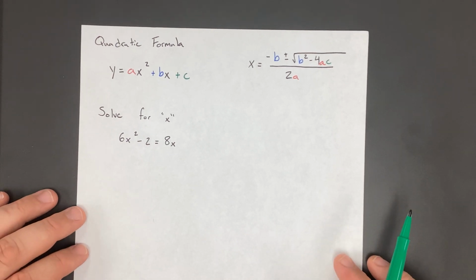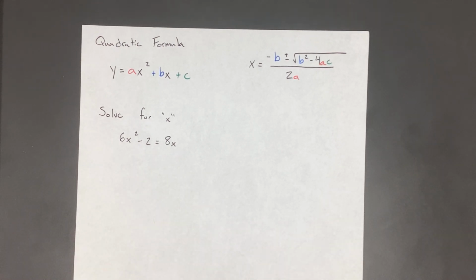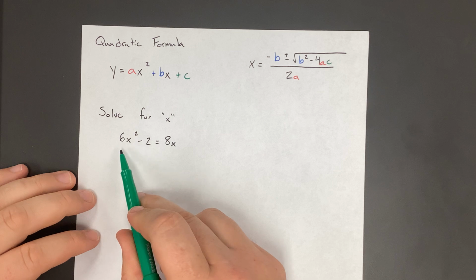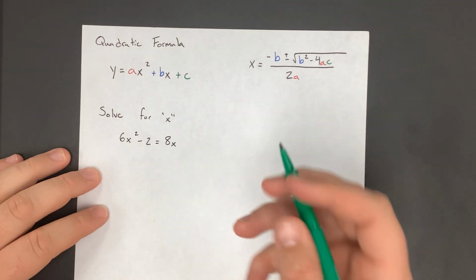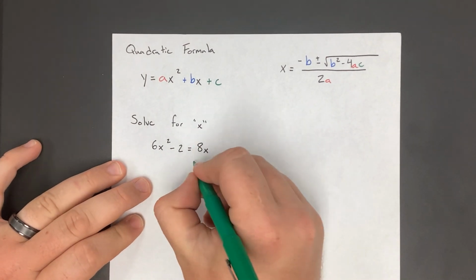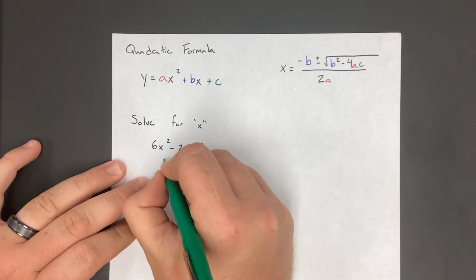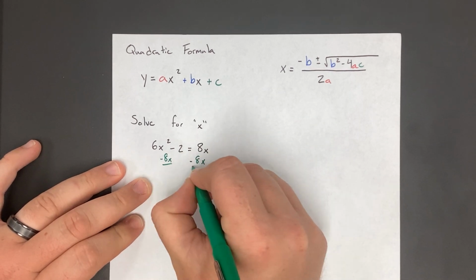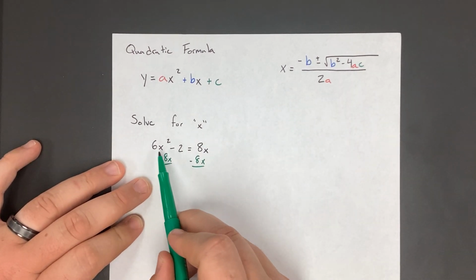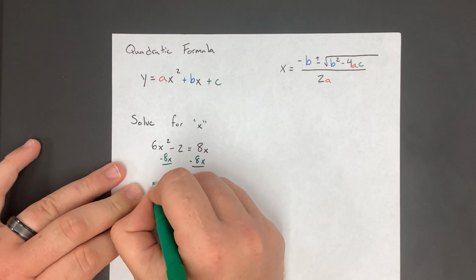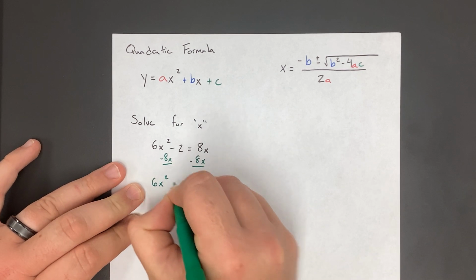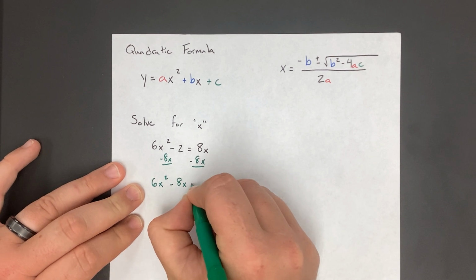So again, when we are doing quadratic formula, we need it in standard form. We need our equation equal to 0. So if we solve for x here, I've got 6x squared minus 2 is equal to 8x. I'm going to work to get this equation equal to 0. So I'm going to subtract 8x on both sides. I don't have an x term here, so this is just going to become 6x squared minus 8x minus 2.